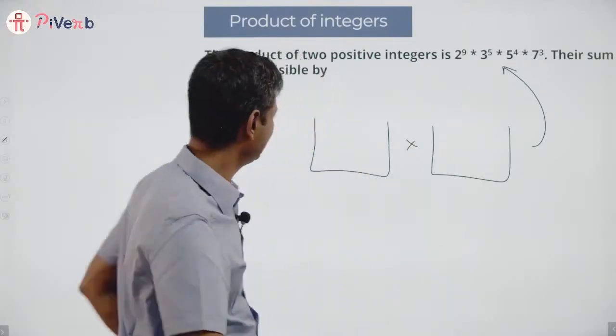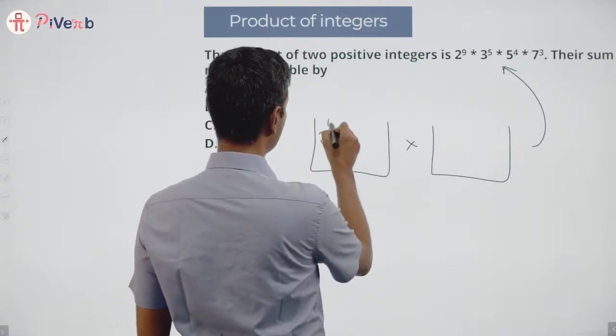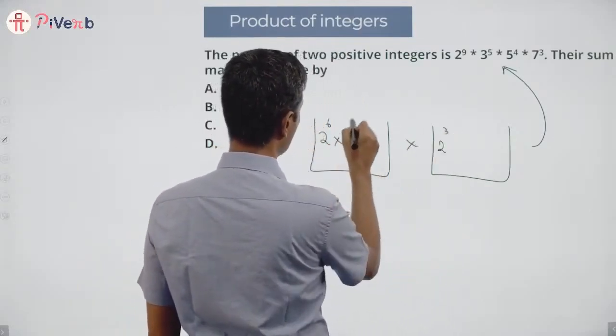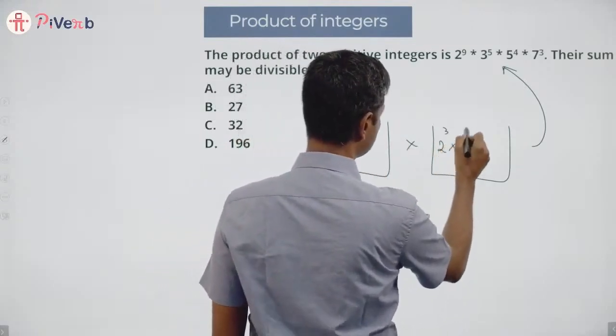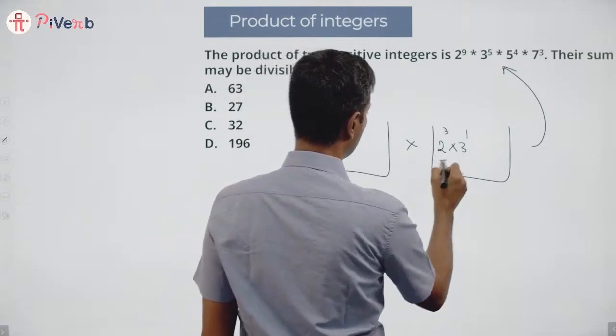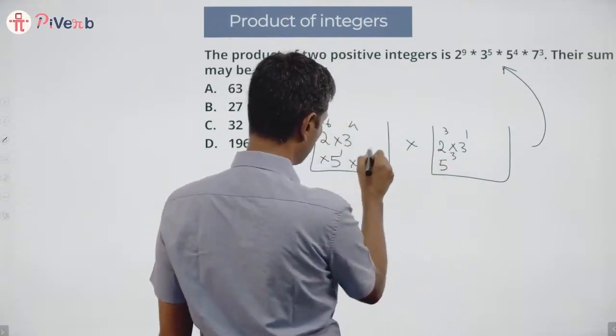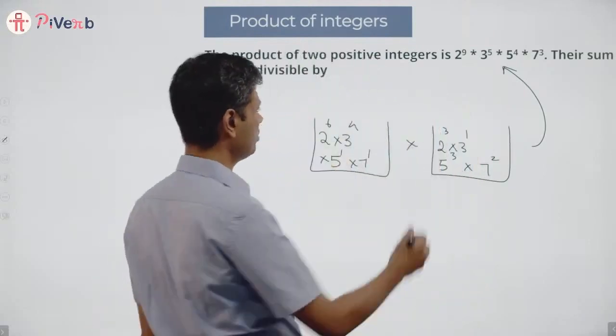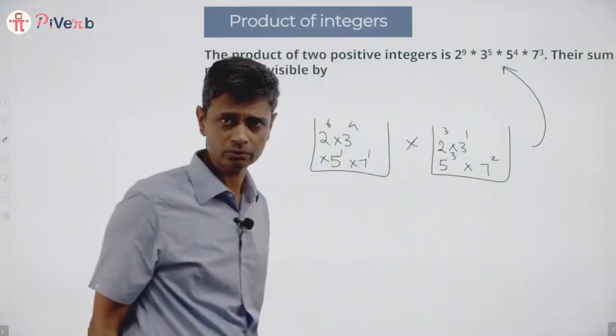What does that mean? This number could have six 2's. This could have three 2's. This number could have four 3's. This could have one 3. This number could have 5^1. This could have 5^3. Could have 7^1. This could have 7^2. This is one possibility. Right?